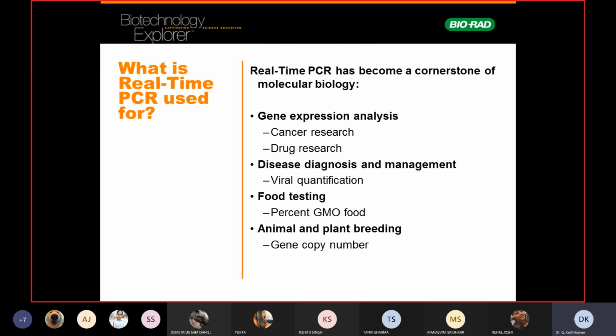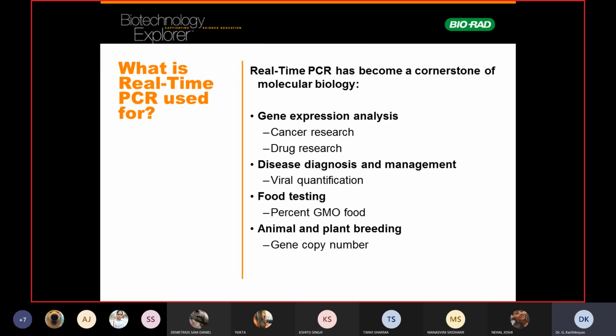People use it for drug research. For example, if you give a drug and suppose a certain gene's expression comes down, then what does that mean? Does that mean that it has a good therapeutic effect, or does it mean that the cells are responding? So some of those questions can be addressed.